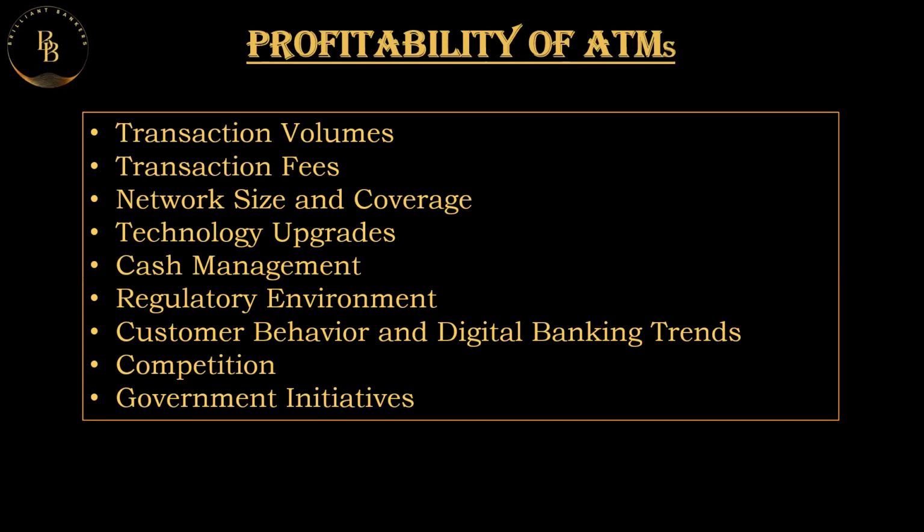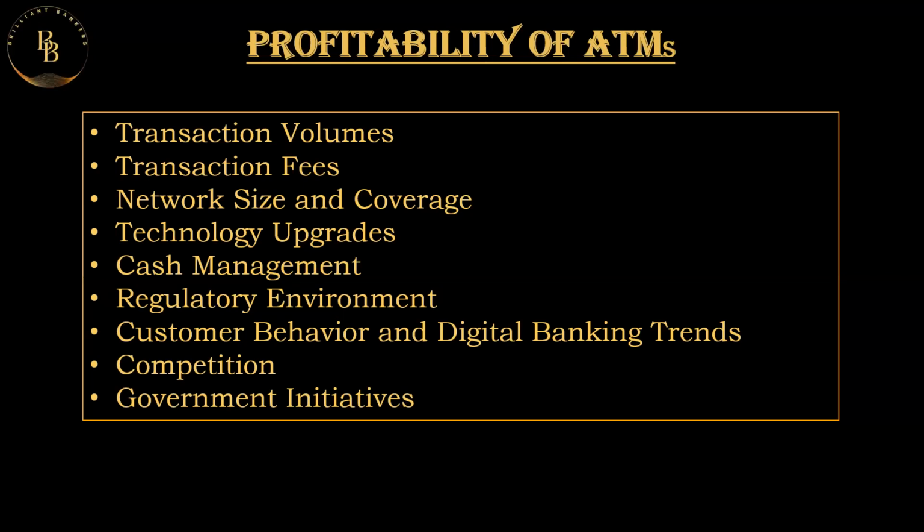The fee structure may vary based on factors such as the user account type, and whether the transaction is within the bank's network or involves another bank. Normally, it is rupees 20. There you have five free transactions and rupees 20 plus GST after that five transactions. So what is the network size and coverage?